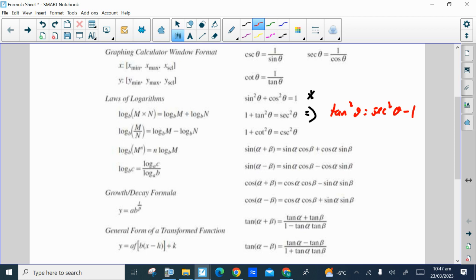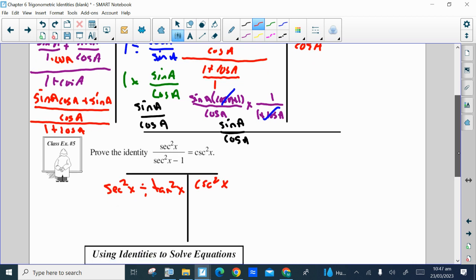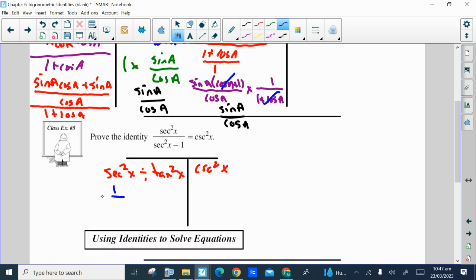And why would you want to do that? Well, because the denominator of this is sec squared x minus 1. So we've just seen that that's the same thing as tan squared x. So you're going to have sec squared x divided by tan squared x. And at this point, probably what I would do is I would put everything in terms of sine and cos. That's one of the hints that we were given. Sec squared is 1 over cos squared x, and that is divided by tan squared, which is sine squared over cos squared.